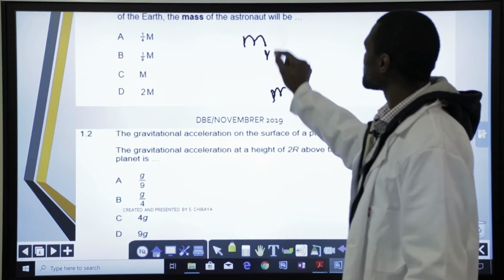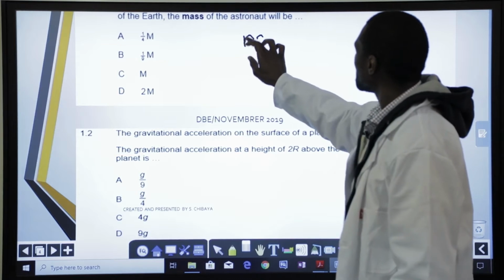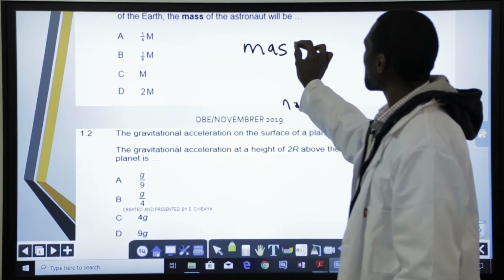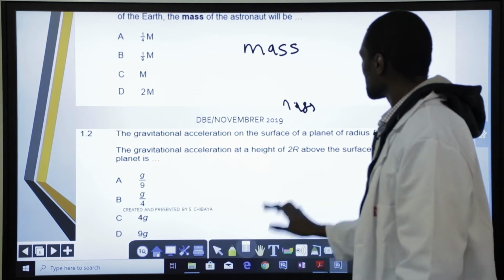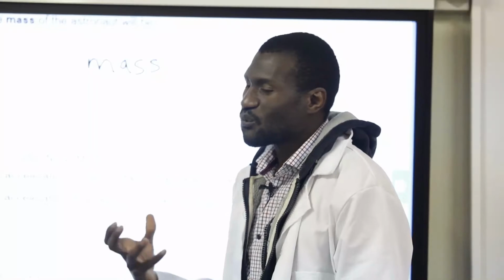So remember, mass is the amount of substance within an object. What do you think the mass will be of the astronaut if that astronaut is now at a different place, at a height that's twice the radius of the Earth?